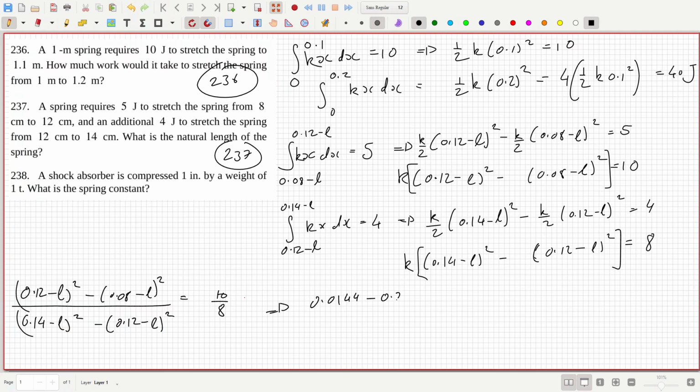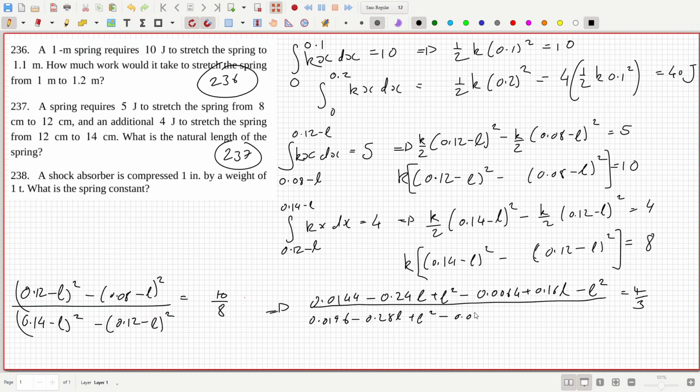So that's 0.0144 minus 0.24 L plus L squared minus, and then 0.08 squared is 0.0064 plus 0.16 L minus L squared, all over, that's 4 over 3, 0.14 squared, which is 0.0196 minus 0.28 L plus L squared minus 0.0144 plus 0.24 L minus L squared. Cancel, cancel, cancel, cancel.